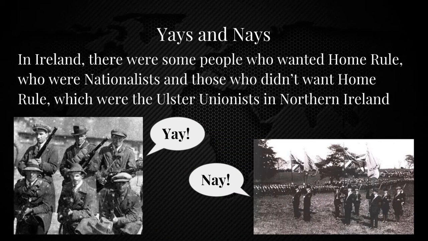But every topic has its critics. There were 2 groups in Ireland that had different views on Irish home rule, and they were the Unionists and the Nationalists. The Unionists didn't want home rule and wanted to remain a part of the British Empire, while the Nationalists wanted home rule for all of Ireland.